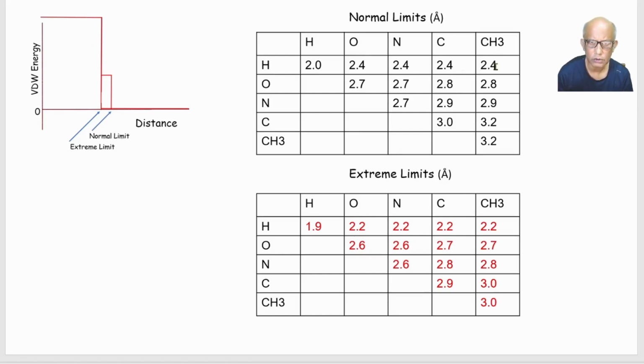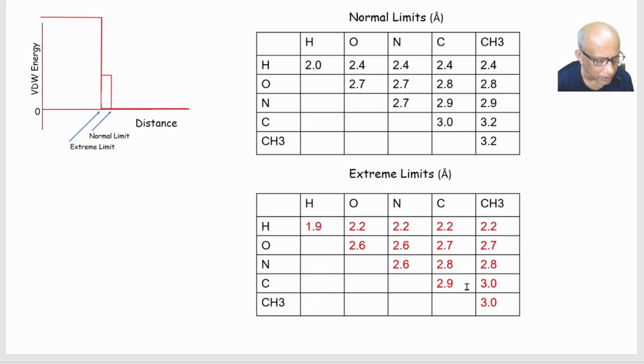So here are the values of the normal limits and the extreme limits that they got. And you notice that the normal limits are slightly larger than the extreme limits. So for example, for hydrogen and hydrogen, the normal limit is about 2 angstrom, and that's about the touching distance. But you can squeeze them a little further, you can come down as low as 1.9 angstrom, but not lower than that. Similarly, for say carbon and carbon, the normal limit is about 3 angstrom, while the extreme limit is again slightly less at 2.9 angstrom. So like that, they defined these distance limits.